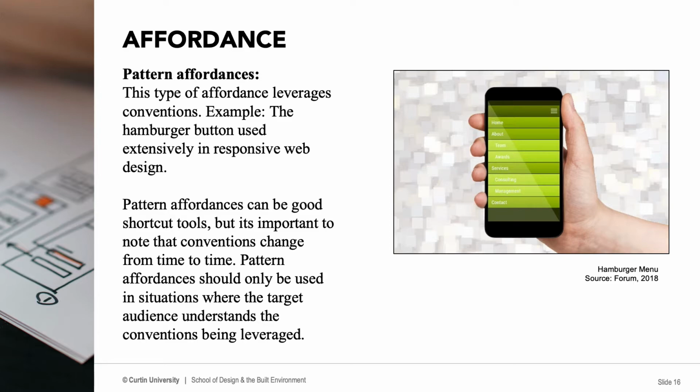Now I'm not sure exactly what the history is or how this term hamburger button was derived, but there's some speculation that the top 2 bits look like the buns of the burger, and in the middle is like the meat. I don't know, seems a little abstract to me. But anyway, that's what we now refer to very affectionately as the hamburger button. Now, pattern affordances can be good shortcut tools, but you need to remember that conventions change from time to time, right? And pattern affordances should ideally be used in situations where your target audience understands that this is a convention and that you're actually leveraging this convention.